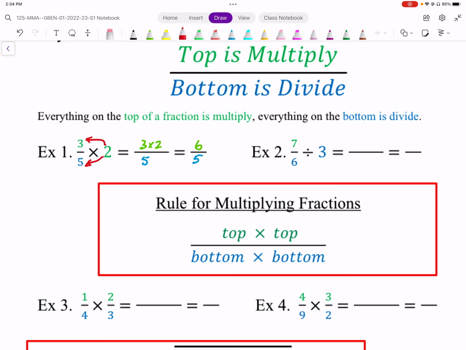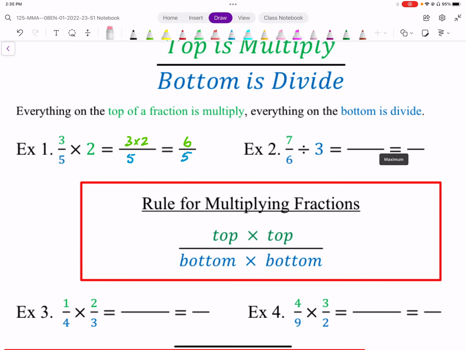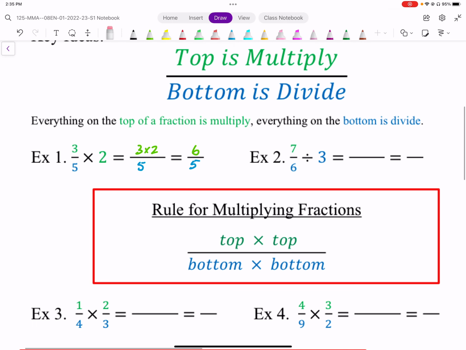Okay? Times only goes on the top. It does not go on the bottom. And when we have fractions, the fractions' divides are already in the bottom. So that's why we can do top times top, bottom times bottom. But the main rule is times on top, divide on bottom.